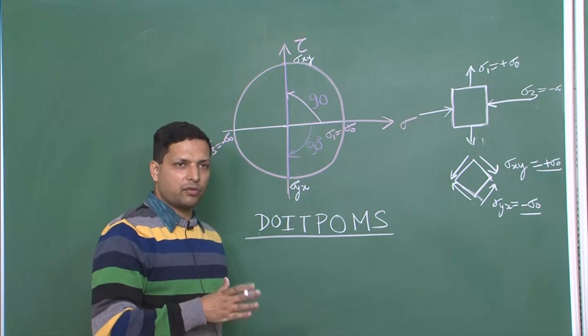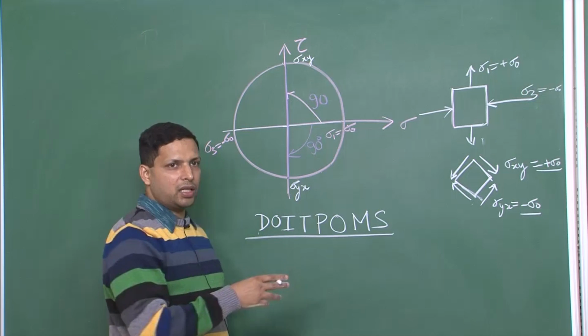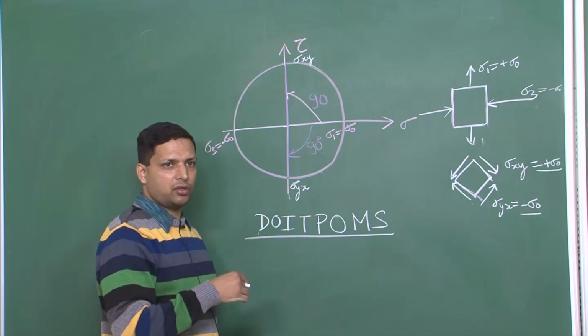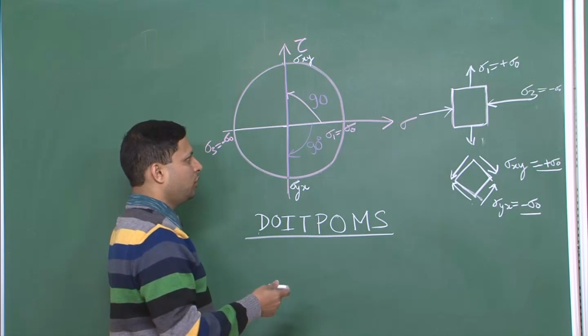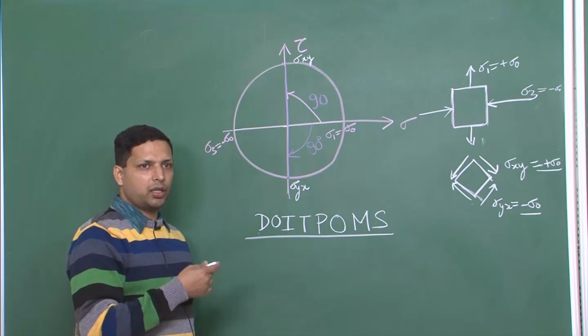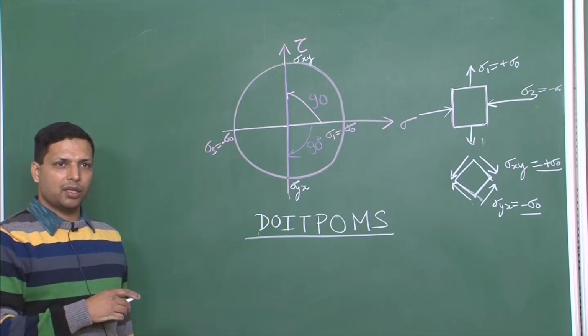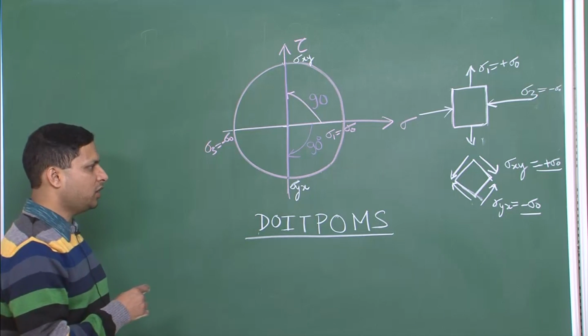So, you will get lots of animation. You can rotate, you can change the theta angle, you can change sigma values, you can change sigma xy values and see how the circle changes. And so, you get a feel for the numbers and the construction of these Mohr circles.